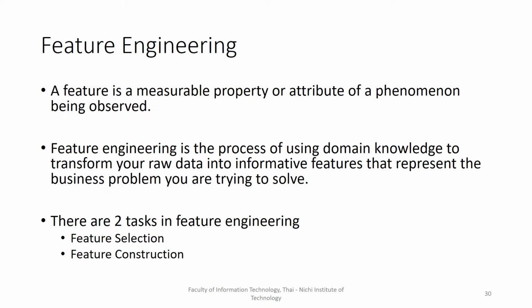And after the data exploration, we go towards feature engineering. A feature is a measurable property or attribute of a phenomenon being observed. Feature engineering is a process of using domain knowledge to transform your raw data into informative features that represent the business problem you are trying to solve. There are two tasks in feature engineering: feature selection and feature construction. Based on these two tasks, we decide how the features have to be formulated and how the features have to be picked from the data we have for the given problem.